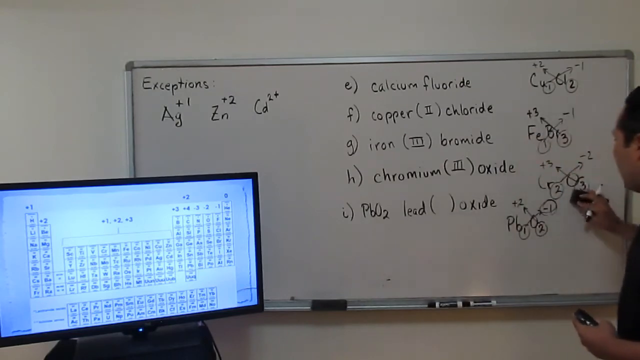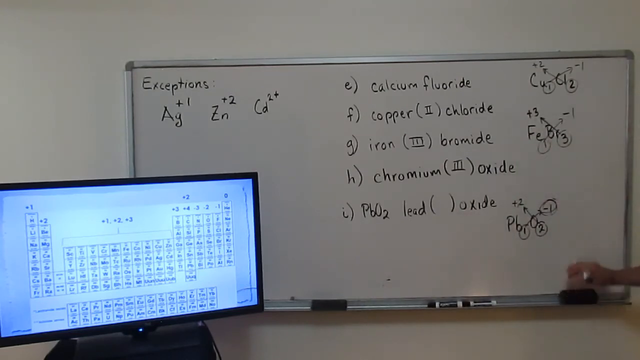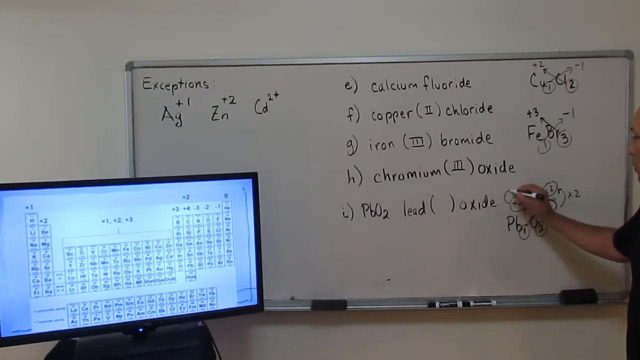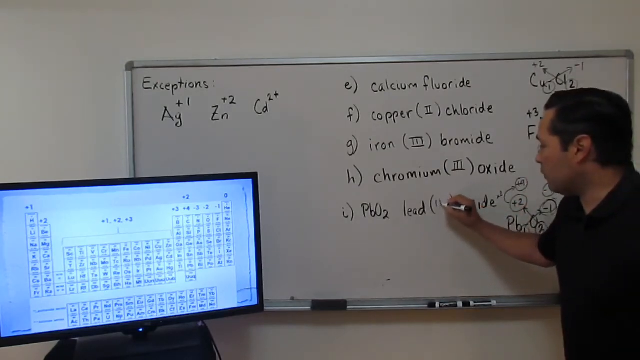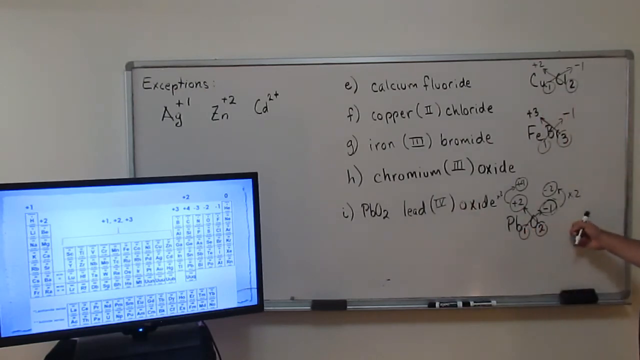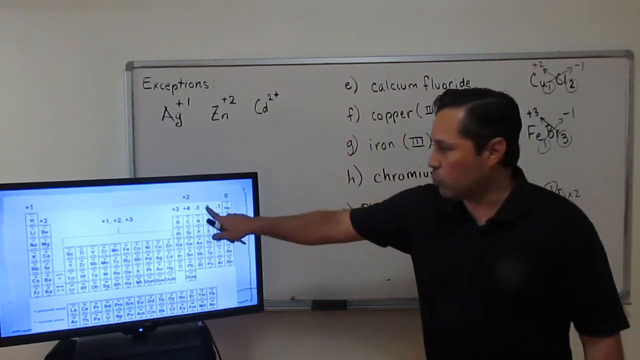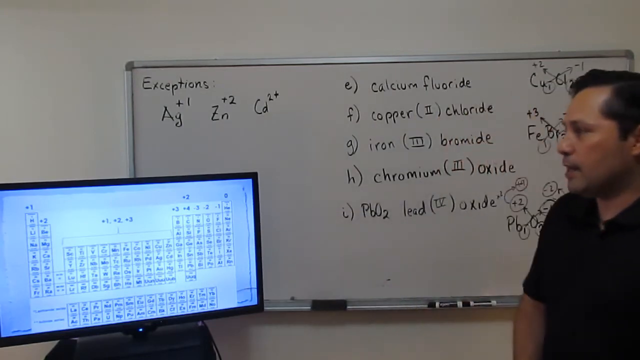So what will happen then is this will become a -2 because I multiplied it times 2. And what happens to this guy? Well, same thing. It becomes a +4. 2 times 2 is 4. So this is actually lead 4. So that's how you would fix it. A little bit of multiplication so you can get the oxygen to be what it's supposed to be. In that case, a -2.